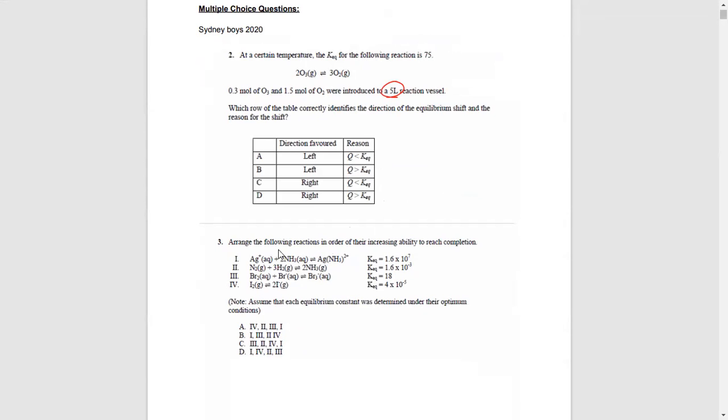Okay, arrange the following reactions in order of increasing ability to reach completion. Remember, the bigger the K, the more likely it is to reach completion. So that's pretty simple. All you need to do is look at the K value, and pay attention to the power. Don't leave that off, of course. And then rearrange from smallest to largest, since it's increasing ability to reach completion. So of course, 10^-5 goes first, then 10^-3, then 10^18, then 10^7. So in that order, right? 4, 2, 3, 1.